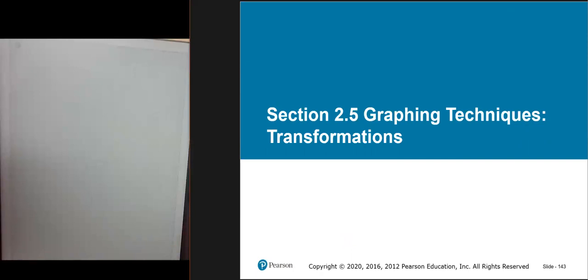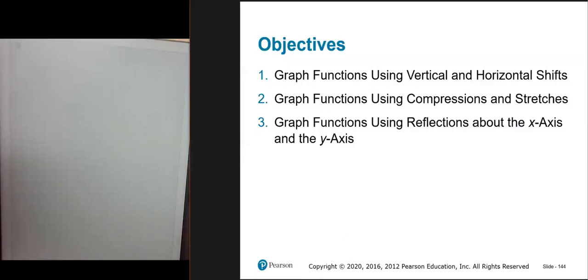So graphing techniques using transformations. We're going to talk about what vertical and horizontal shifts are. We're going to talk about what compressions are, horizontal and vertical compressions and stretches. And then we're going to talk about reflections across the X and the Y axes, what's going on with those.